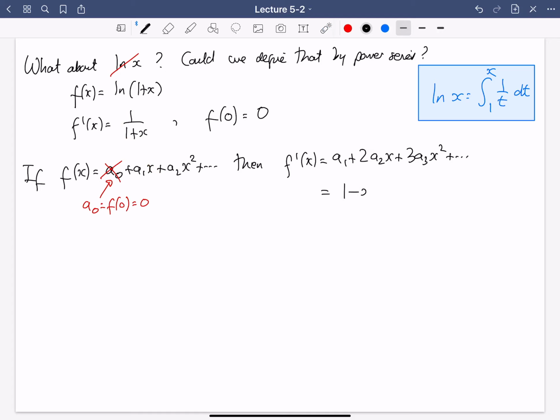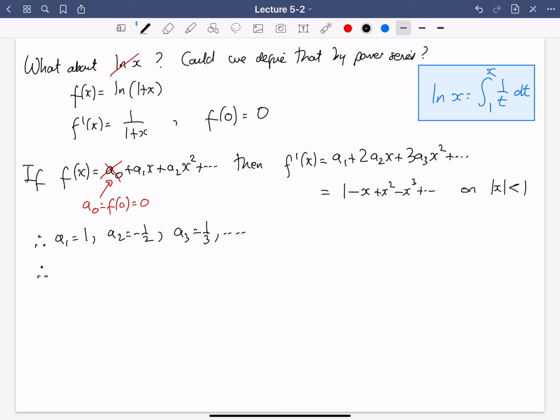That expands as 1 minus x plus x squared minus x cubed, at least if the absolute value of x is less than 1. That's what you need for geometric series to converge. And now you take these two expressions and you equate coefficients. a1, the constant term, has to be 1. 2a2 is minus 1, so a2 is minus a half. 3a3 is 1, so a3 is a third, and so on.